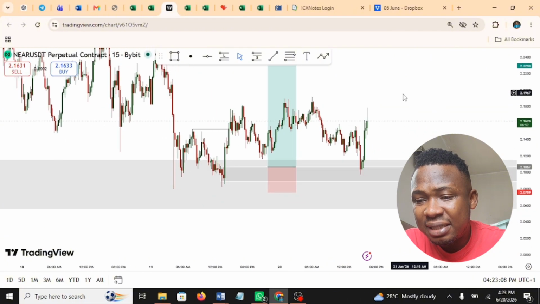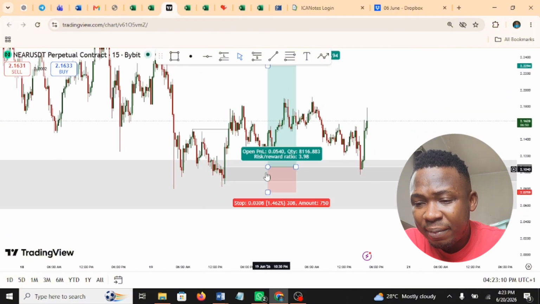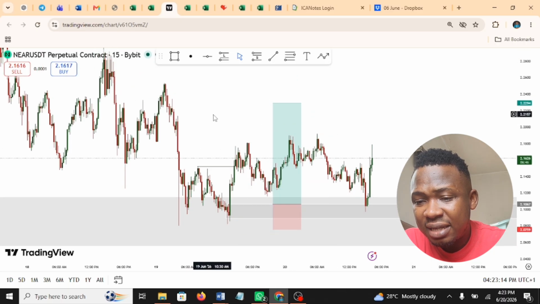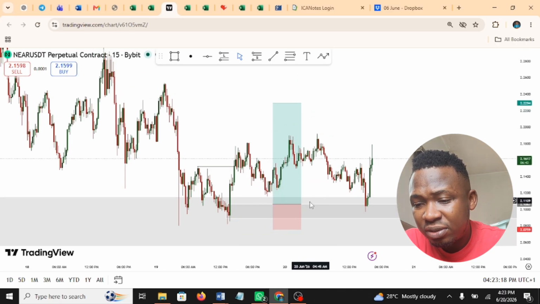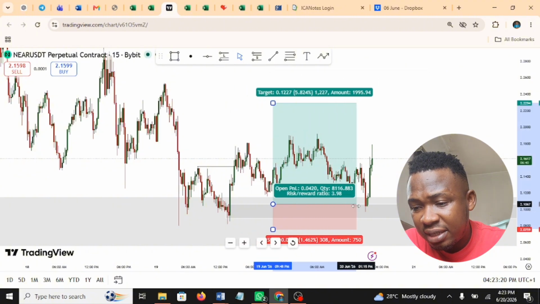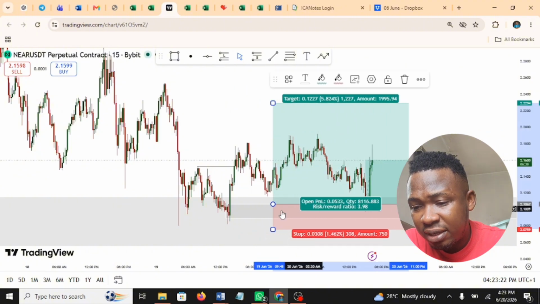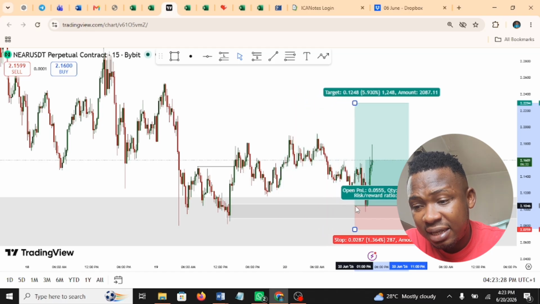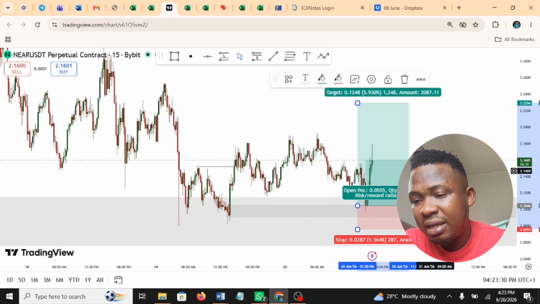This is the analysis I did, and then I had the setup here. I entered a long position, and I'm targeting this area here. You can see the price just tapped into my zone. Let me adjust it, and let's see how the trade plays out. This setup has been here since yesterday, and I've just been waiting.